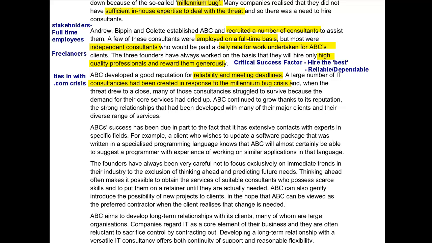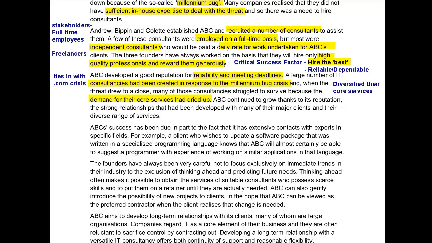So, did this happen to ABC? Well, obviously not, because we wouldn't be talking about them now. As it said here, many companies closed because their demand for their core services had dried up. So this signifies that ABC diversified their core services. So we know that a diversified product range is one of the main reasons why the company was able to adapt following the collapse surrounding the millennium bug crisis.